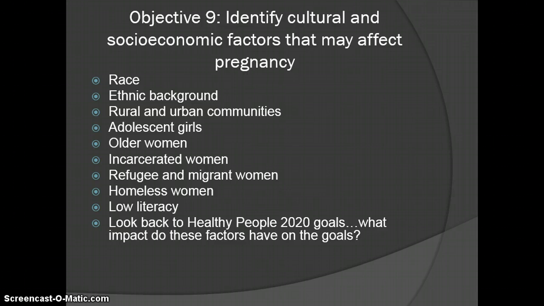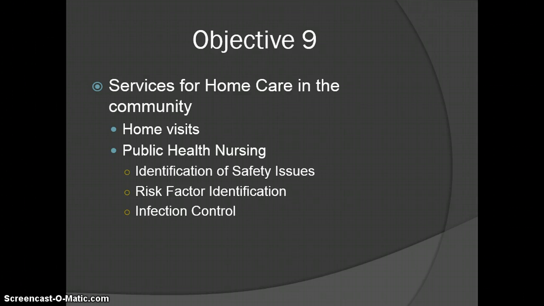And then take a look back at the Healthy People 2020 goals. How do these impact these women? The biggest goal behind 2020 is that we're seeing a decrease in poor outcomes. So we're wanting to see decreased mortality rates, decreased neonatal deaths, those types of things. So how will these women in these types of situations impact the goals that we're striving for when we reach 2020?